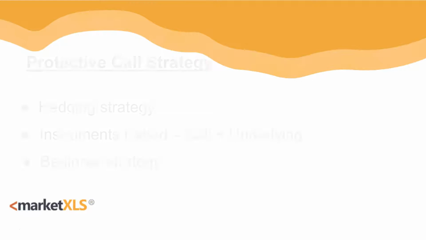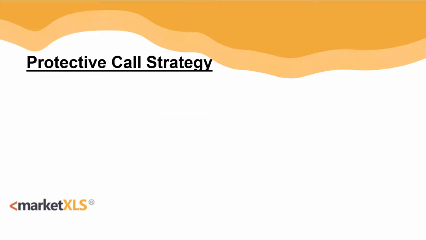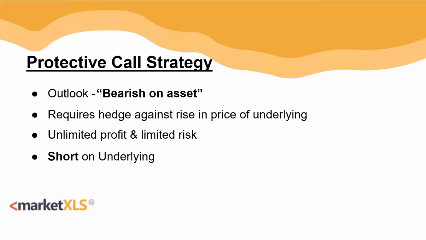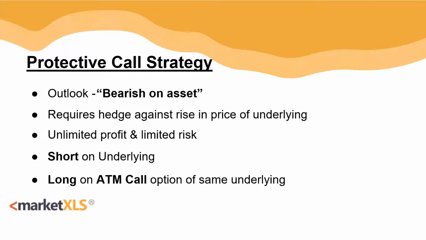So now let's understand the protective call strategy. This strategy is best implemented when your outlook on the stock is bearish in the near term and you're already short on the underlying. A protective call spread is an unlimited profit and a limited risk strategy. So what we do in this strategy is that we're short on the underlying and we go long on an at-the-money call option of the same underlying stock.